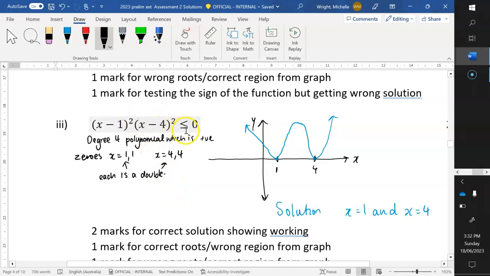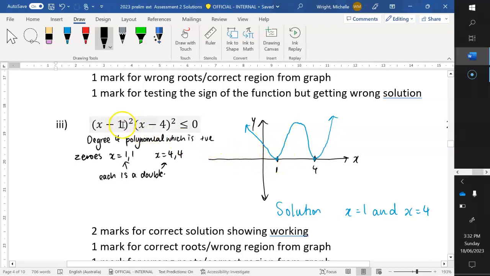We're looking for where it's less than or equal to 0, and you've got 2 lots of double roots. A couple of people did some silly things and thought that was a difference of 2 squares. It is not. It's just saying that that's happening twice and that's happening twice. So our zeros are at 1, 1 and 4, 4. So they're doubles, but what happens is when you've got roots that are doubles, they bounce at that point. Okay, so you get a turning point when they're double roots.